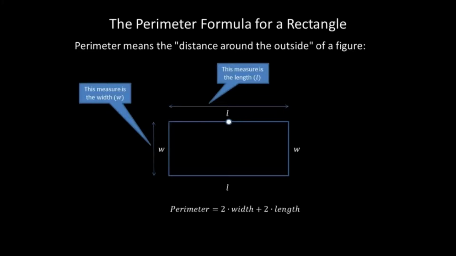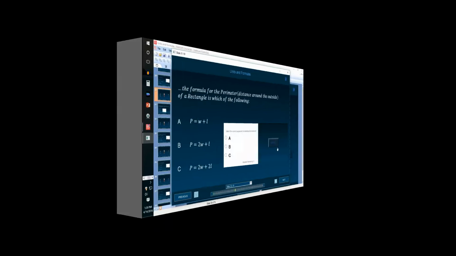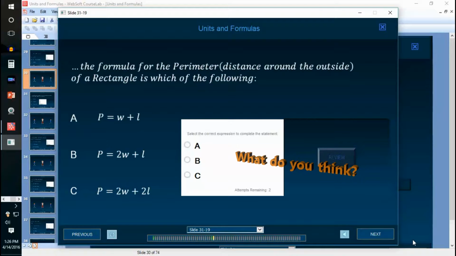The perimeter, or distance around the outside of a rectangle, is calculated by multiplying 2 times the width plus 2 times the length. And we represent that with the following formula. P stands for the perimeter, W stands for the width, and L stands for the length. The perimeter equals 2 times the width plus 2 times the length. The formula for the perimeter, the distance around the outside of a rectangle, is which of the following statements? Very nice. C is the correct formula.